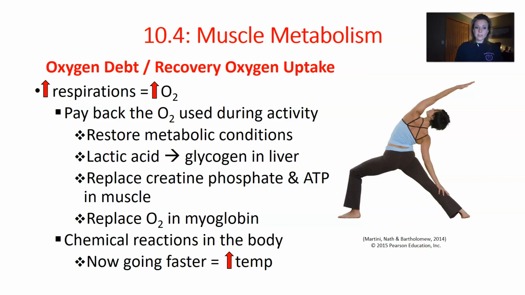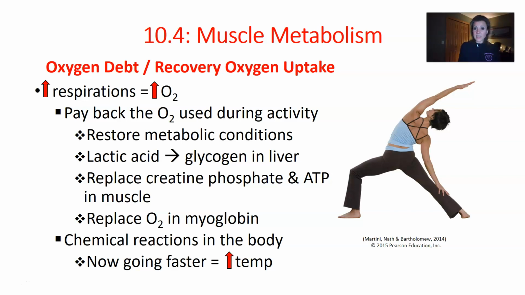And so how is it going to restore these metabolic conditions? Well, in 3 ways, which I have with these bullet points here. So first, the body is going to convert lactic acid to glycogen in the liver. The lactic acid that has built up in the muscles needs to diffuse into the blood, and it's got to be taken out of the blood by the liver in order to maintain the blood's normal pH.